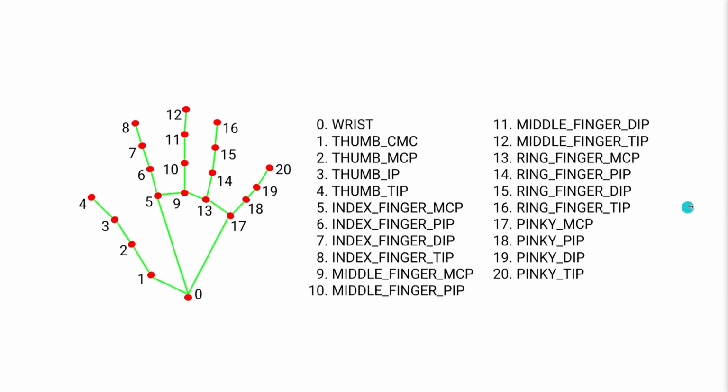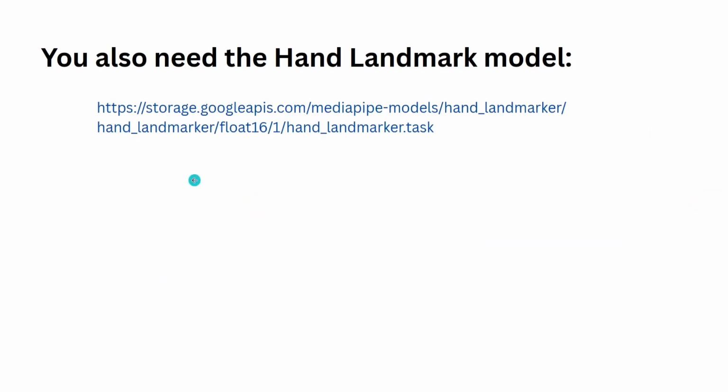Next, we need to download a model. We need to download the hand landmark model. It is provided by Google. Yes, MediaPipe was created and maintained by Google. That's why it is so efficient. And it is an open source framework. Now, we need to download this file, the handlandmarker.task file.